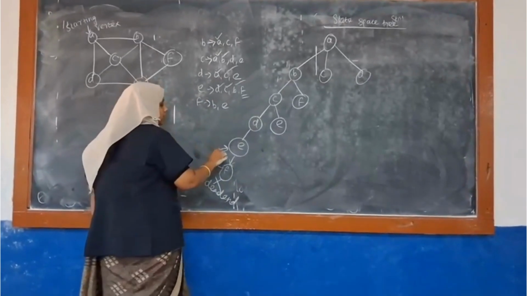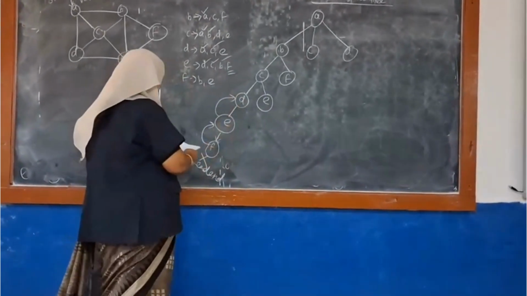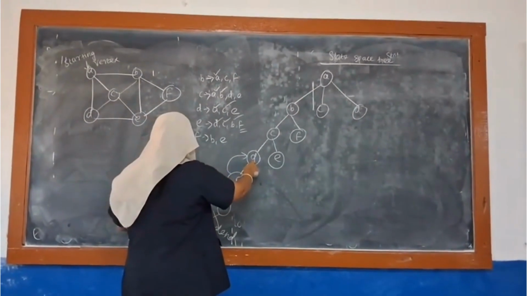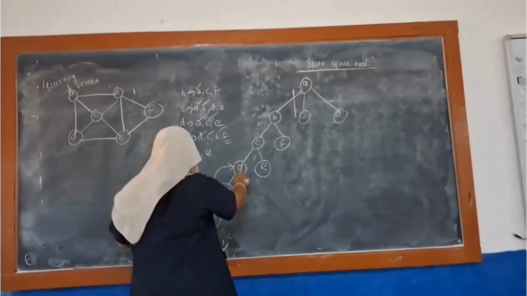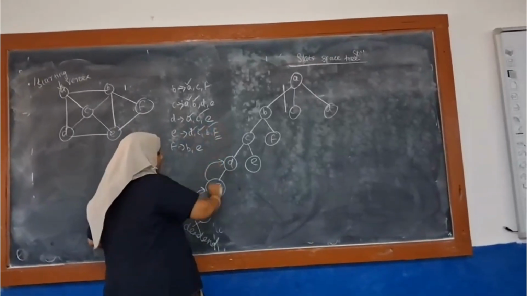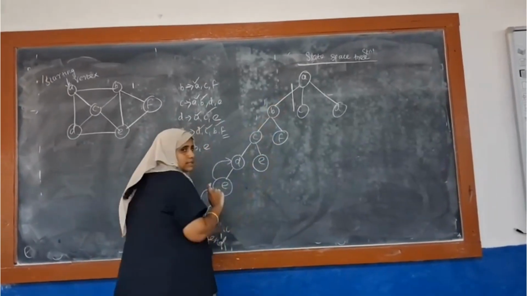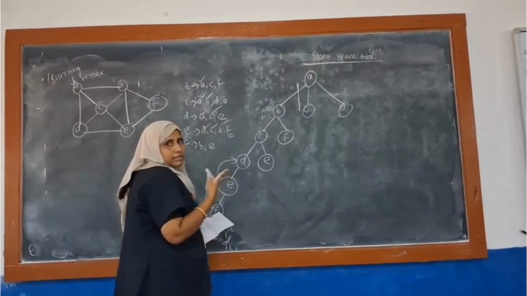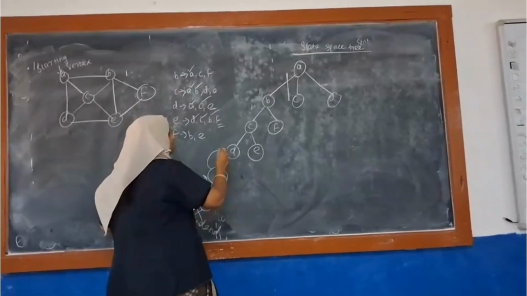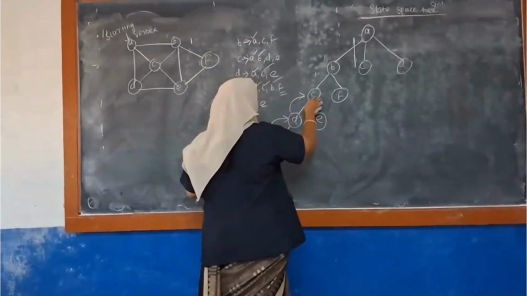So you cannot do anything here, and next you are moving to D. From D, what are the neighbors? A, C, and E. E is already visited, and A and C are also visited. Again there are no more nodes, so we are moving to the next node, that is C.